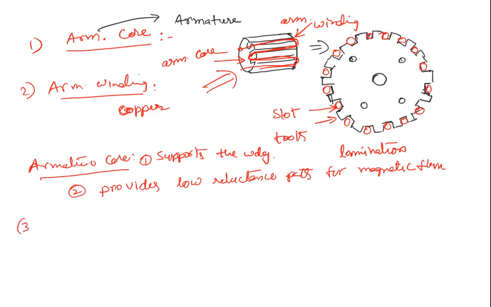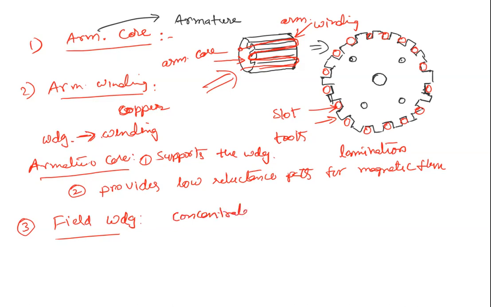So what is the third one? Field winding, right? WDG stands for winding. Okay. Field winding, it's a concentrated winding. Right? Concentrated winding means just like our copper conductor wound on our piece of iron. So this is a concentrated winding.